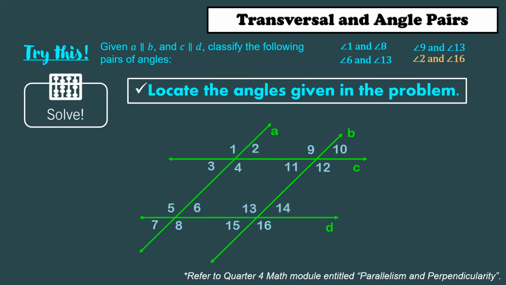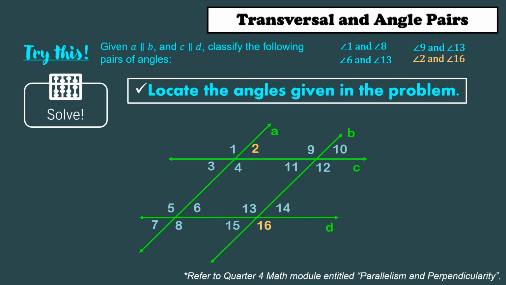Lastly, we classify angles 2 and 16 by first locating them. We see that angles 2 and 16 are found on the same parallel lines C and D, but they are formed by different transversals.